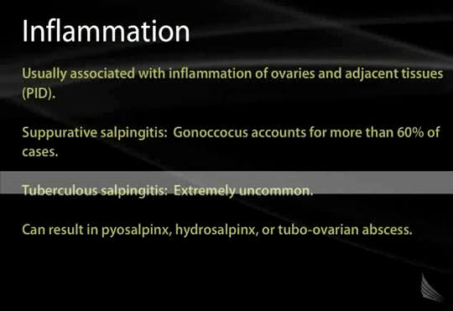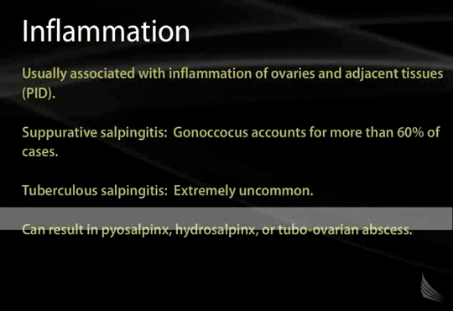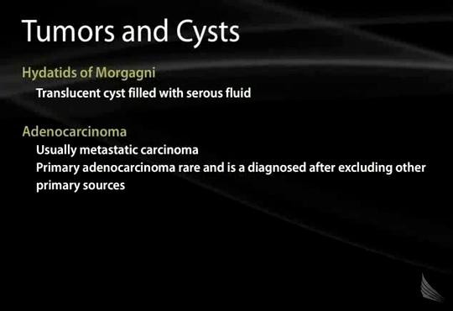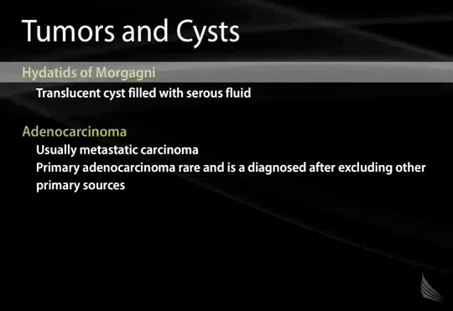Any of these disorders, however, when they infect the fallopian tubes, can lead to various things such as pyosalpinx, hydrosalpinx, or tubo-ovarian abscesses. One can imagine that with those abscesses and the development of inflammation, one is at risk for development of adhesions, the walls of the fallopian tube potentially adhering together, which predisposes to the development of ectopic pregnancies and infertility. Tumors and cysts that one may see around the fallopian tube include hydatid of Morgagni.